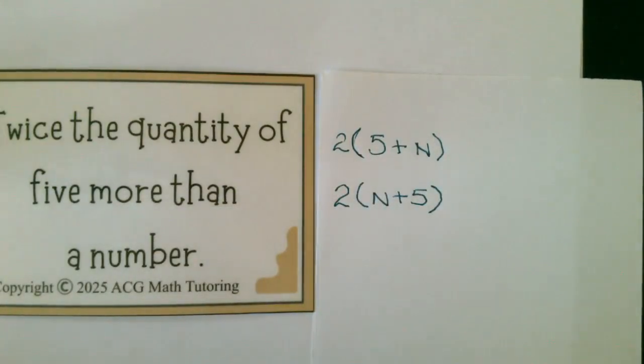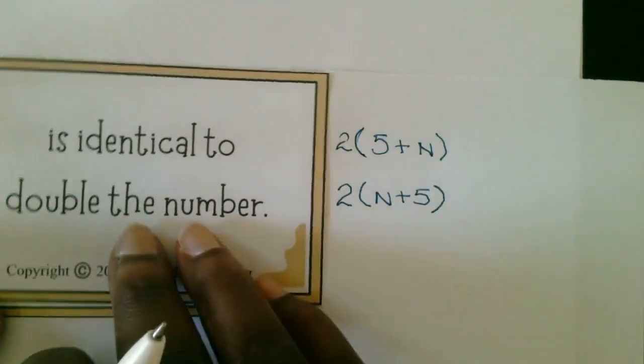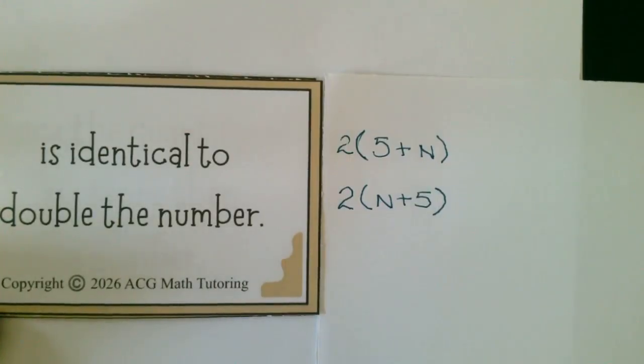Let's see what 3 brought into the table. Y'all want to see this one. Yeah, it is. It's not that bad. Okay, is identical to double the number. How would I write that? Is identical to double the number. What do we have?